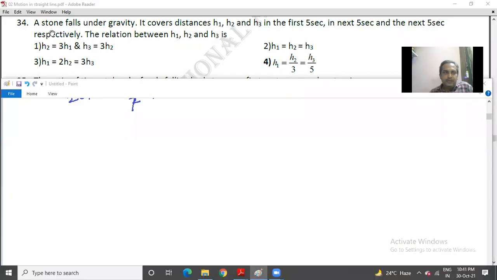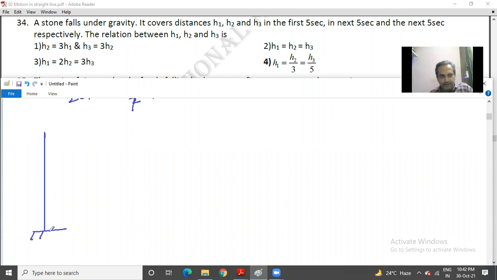Let us discuss this question. A stone falls under gravity. It covers H1, H2 and H3 in the first 5 seconds, in the next 5 seconds, and the next 5 seconds respectively. So what you need to find out is the relation between H1, H2 and H3. This is a standard question. Try to understand the question with the help of a diagram.